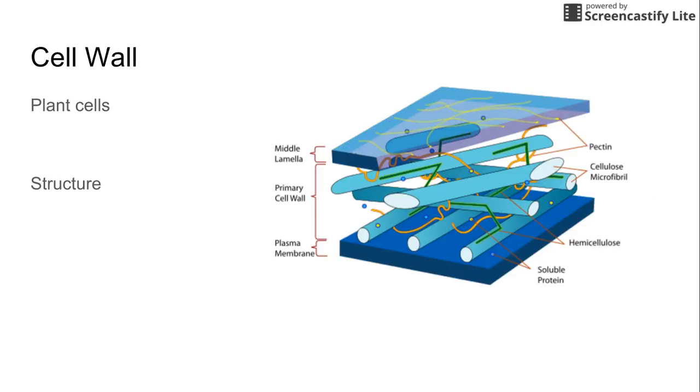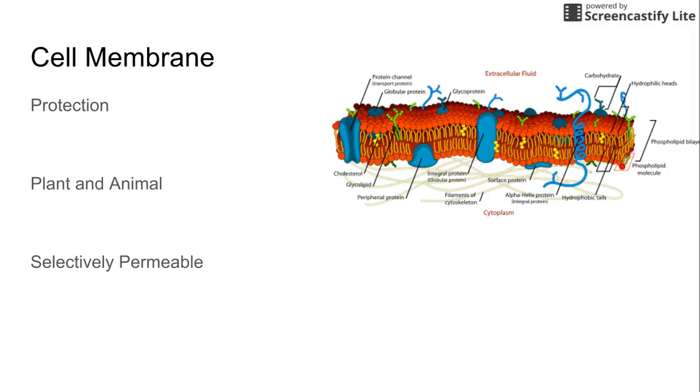The cell wall is only found in plant cells, while animal cells have only the cell membrane. And its structure is more rigid and has a lot of cellulose in it. The cell membrane is for protection. Some things can go through it while others can't, and both plant and animal cells have this.